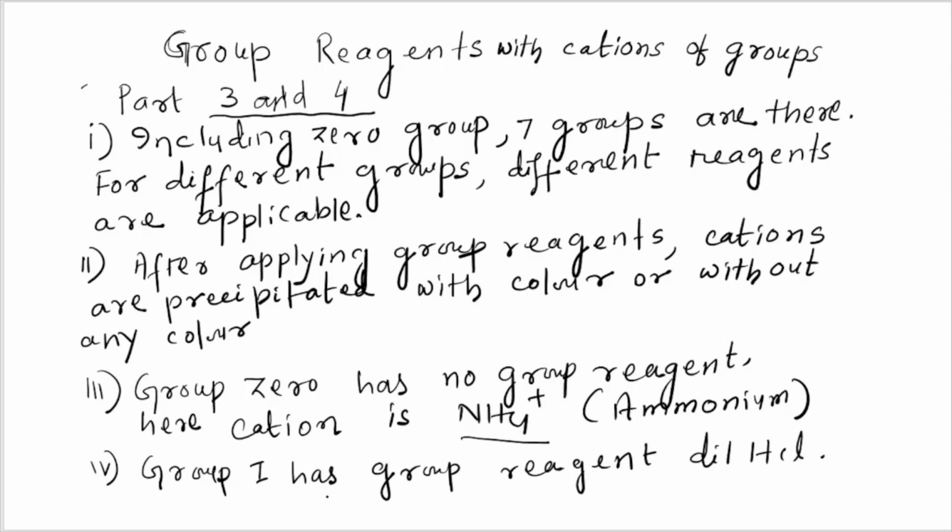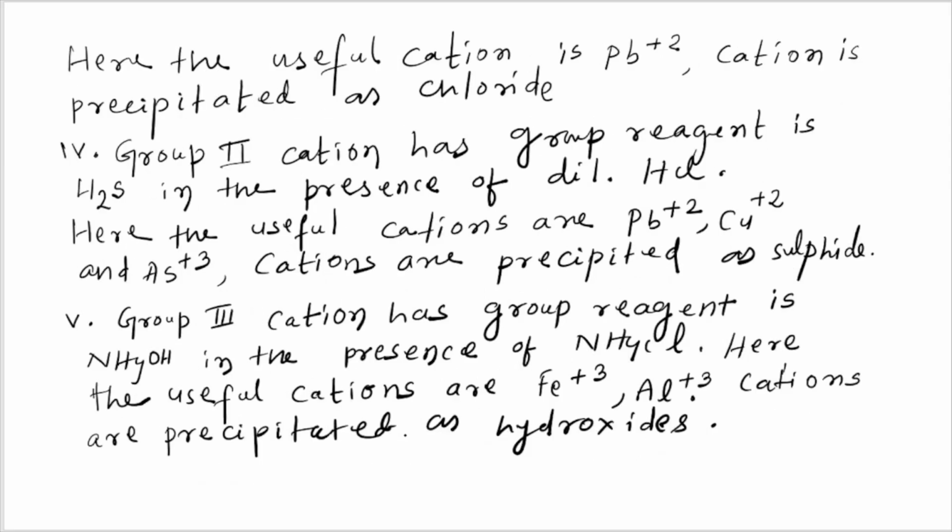The first group reagent is dilute hydrochloric acid. So if you add dilute hydrochloric acid, is there any precipitate? Yes. If there is a white precipitate, then you can say that it is Pb plus 2. Ag plus 1 is also there, but it is not in your syllabus, so leave it and take only Pb plus 2.